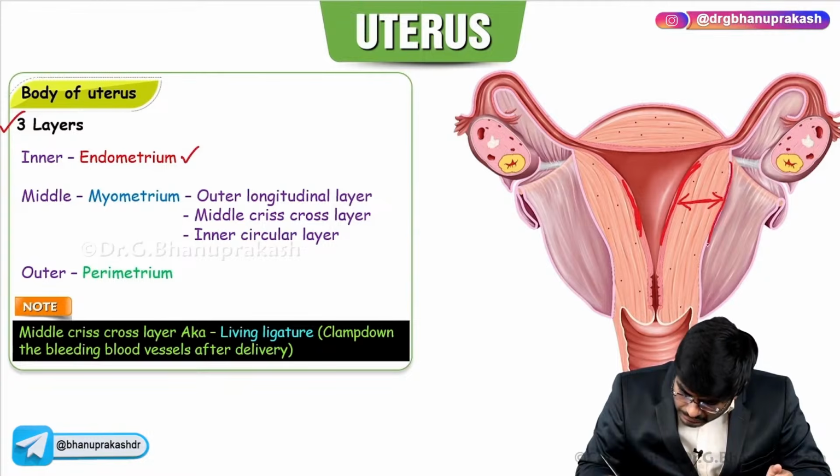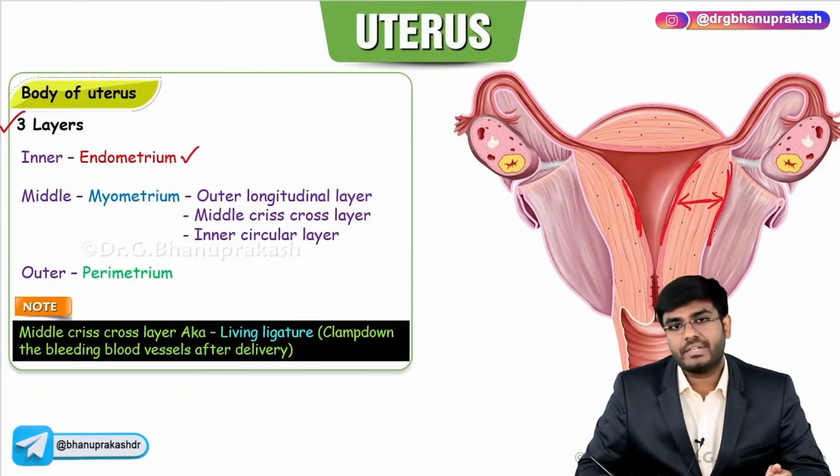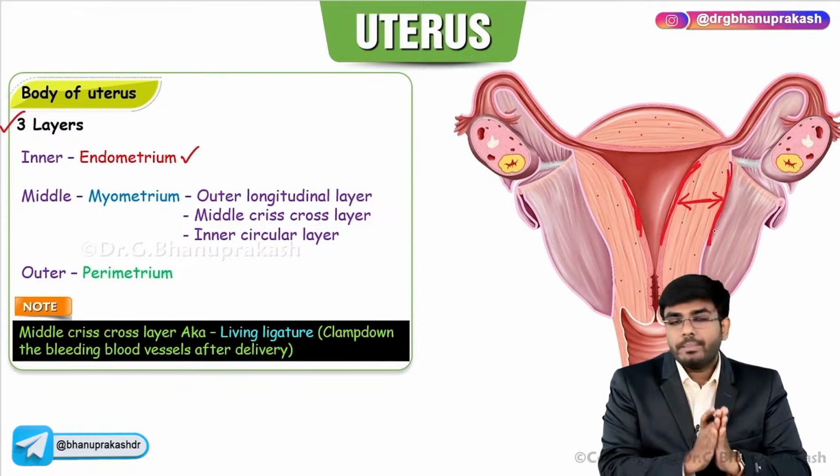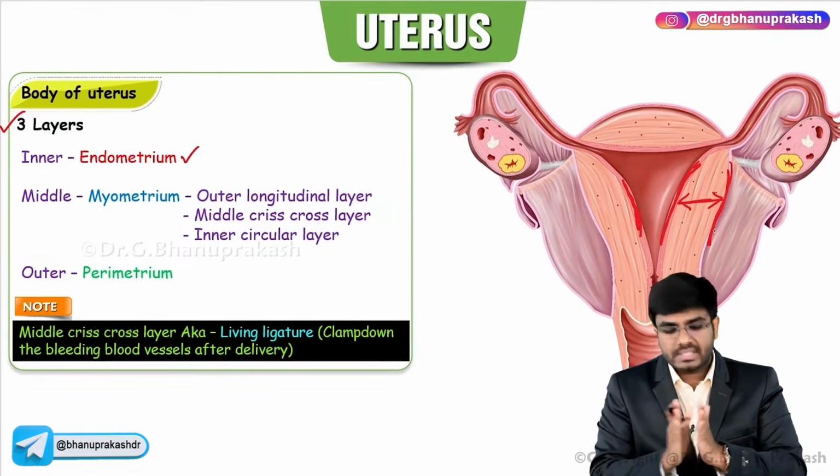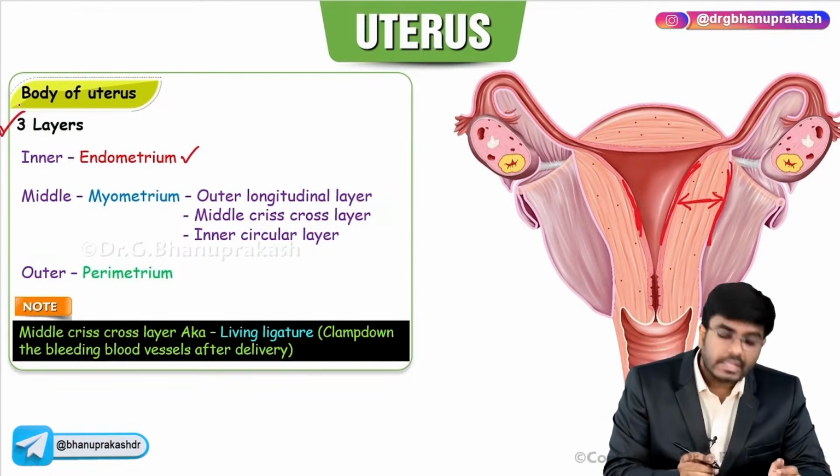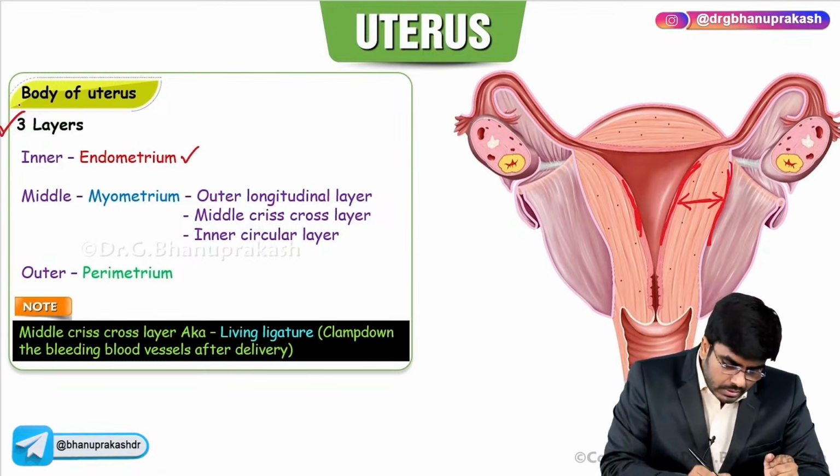And on the outer side we have the perimetrium, the serosa. Endometrium, myometrium and perimetrium. These three layers are present in the body of the uterus. Now, the middle layer is the myometrium.